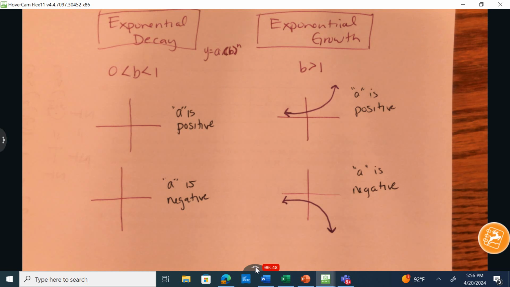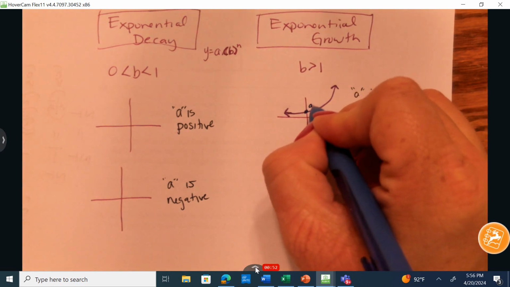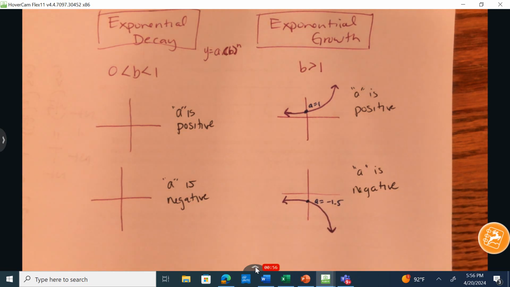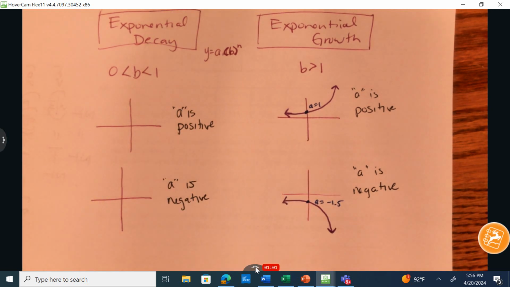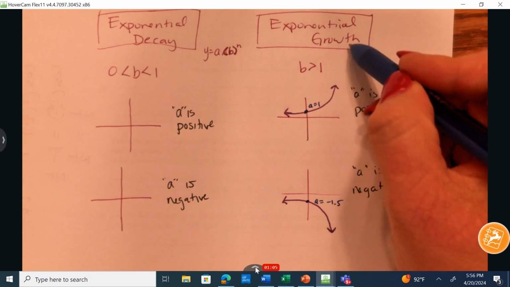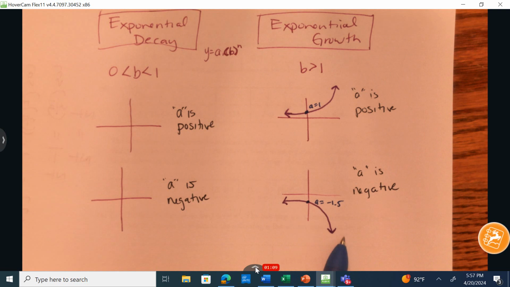So this would be an example of exponential growth. Here the a value, giving an example, may be a equals 1, and here maybe it's a equals negative 1.5, just giving some random examples. Again, your a is your y-intercept. So this is exponential growth, and notice it's also concave up. This is exponential growth, and it's concave down, with the a value being negative.